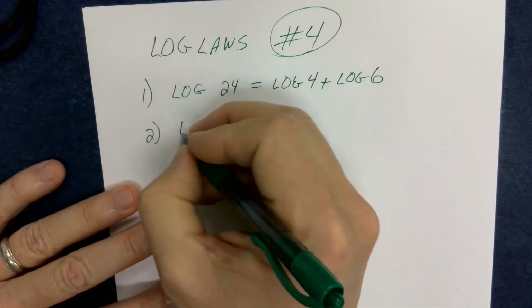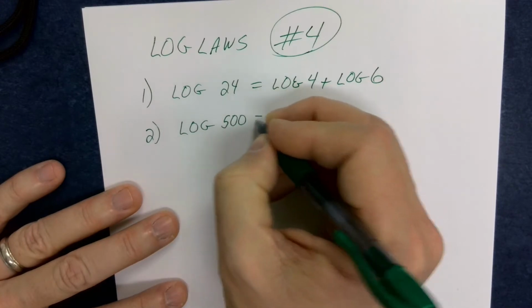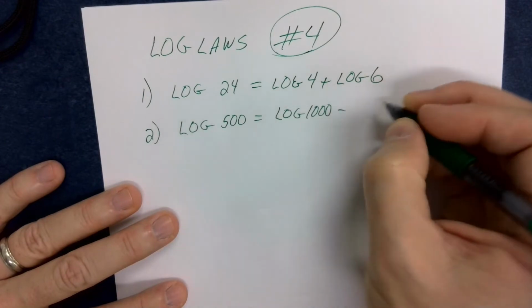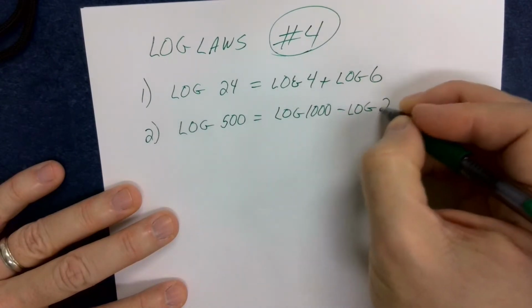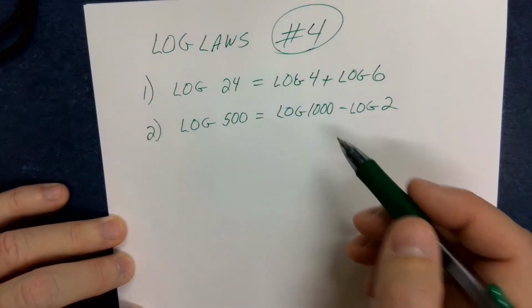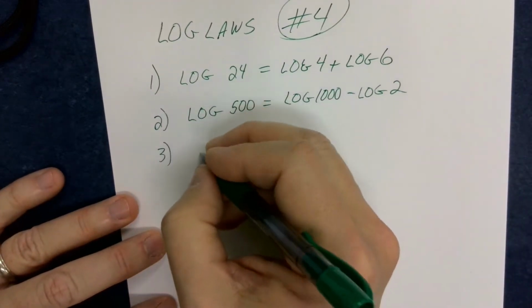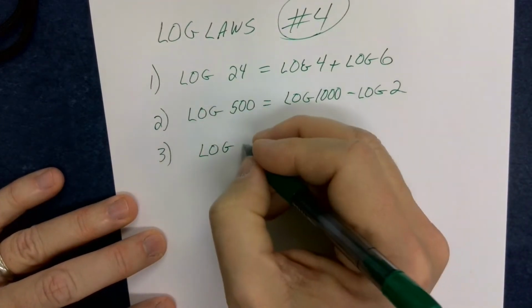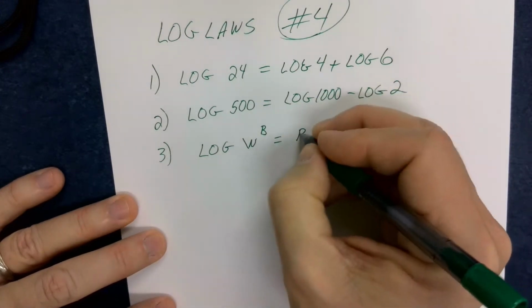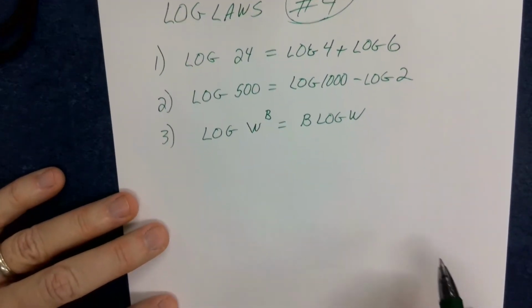Log law number 2 would say something like this, like the log of 500 is equal to the log of 1000 minus log of 2, because subtraction becomes division or a quotient when we're doing those. Log law number 3 says this, that the log of w raised to the b power equals b log w. And that one has a nickname. What's its nickname?